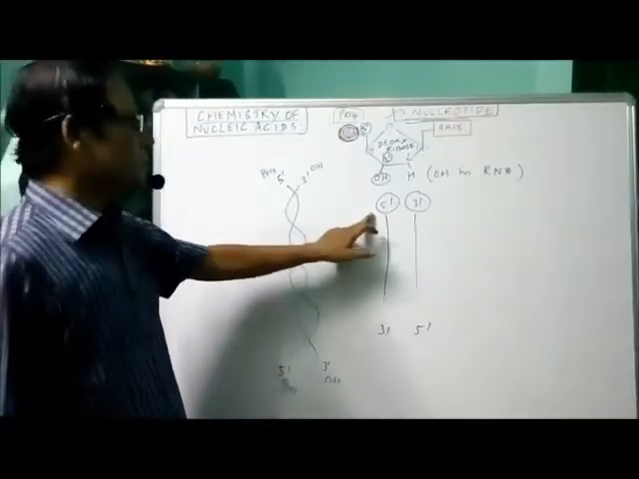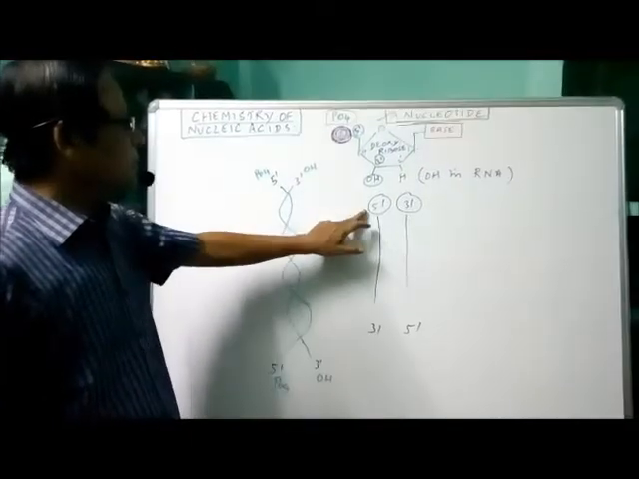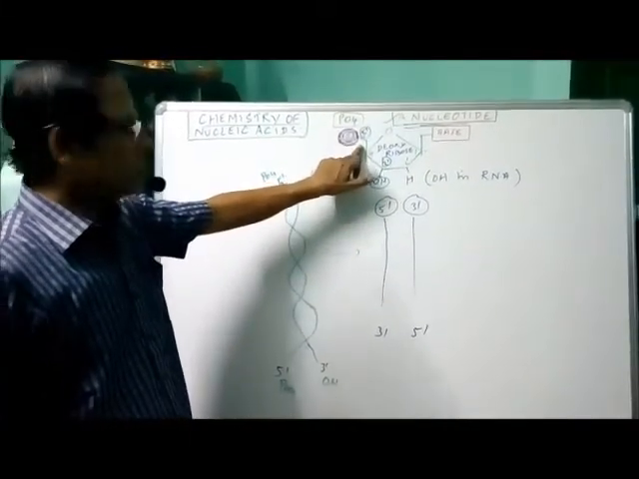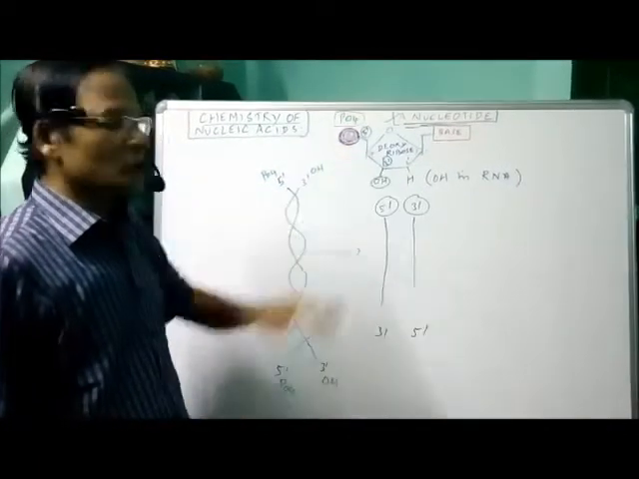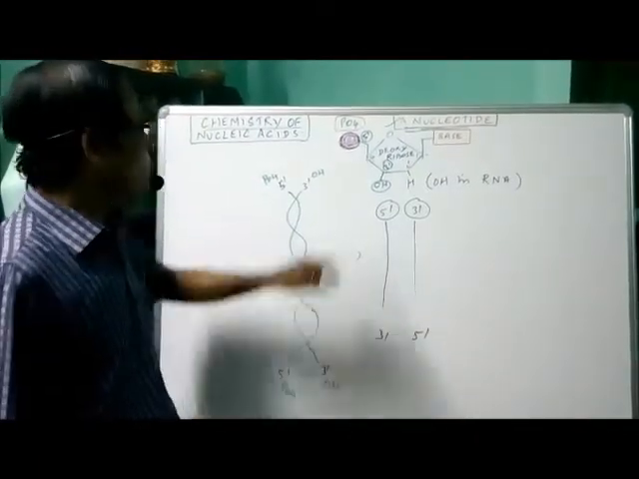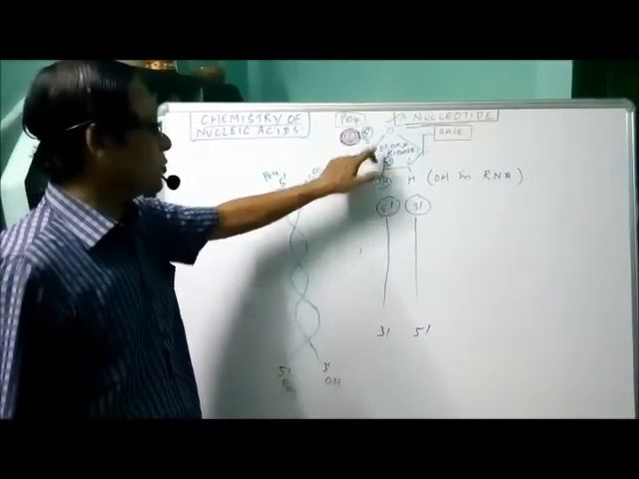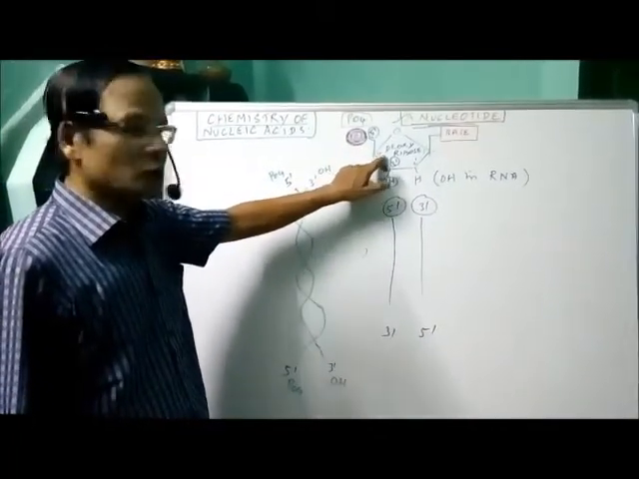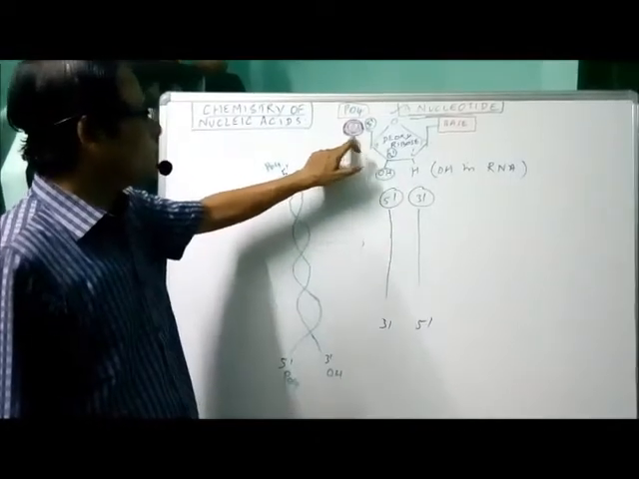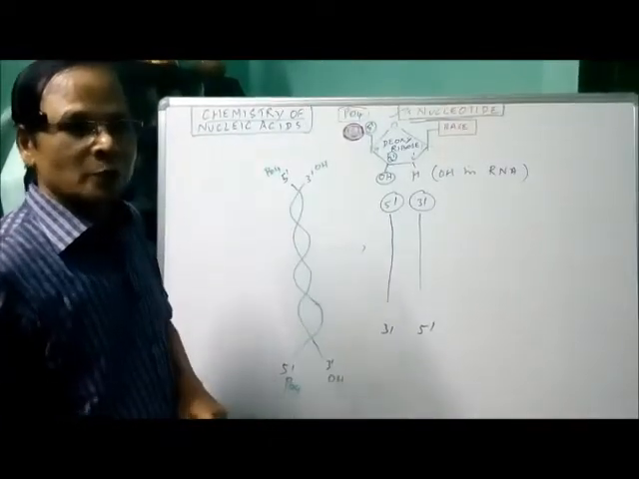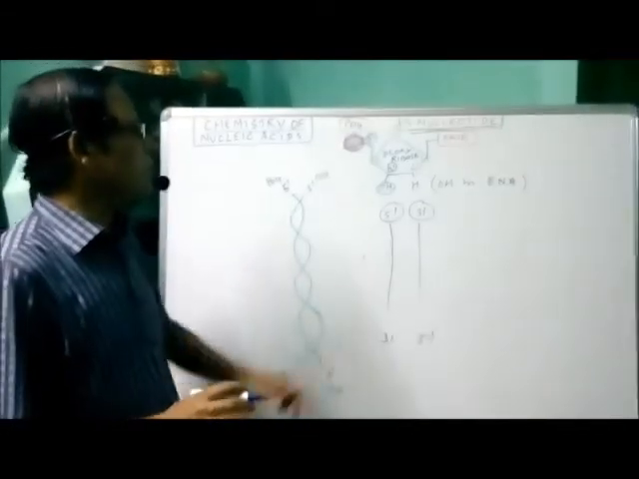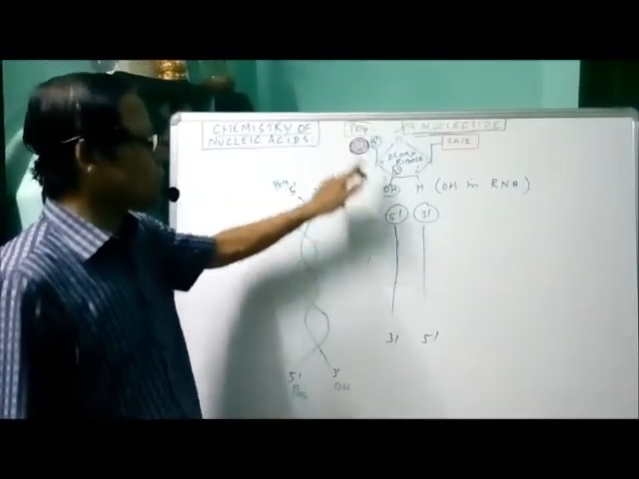Now what does 5' refer to? The 5' refers to the number of the carbon atom in the pentose sugar to which the phosphate group is attached. You see that one. 5' is the number in the pentose sugar to which the free phosphate moiety or group is attached. So at one end we have a free phosphate group here.